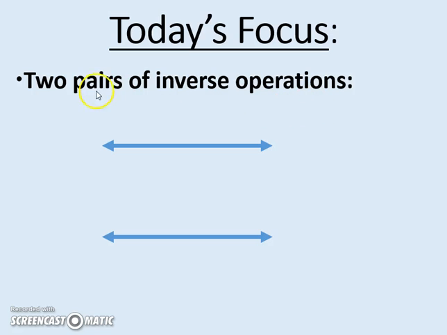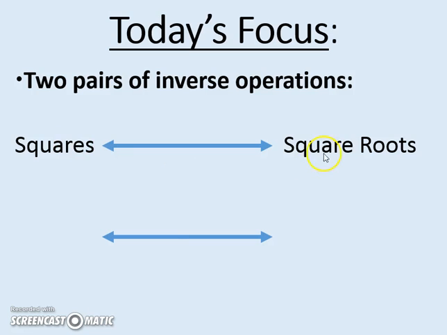Today's focus is going to be on two pairs of inverse operations, squares and square roots. So if an equation has a square, you will need to use a square root in order to find the solution. The opposite is true as well. If the equation has a square root, you will need to square the equation in order to find the solution.